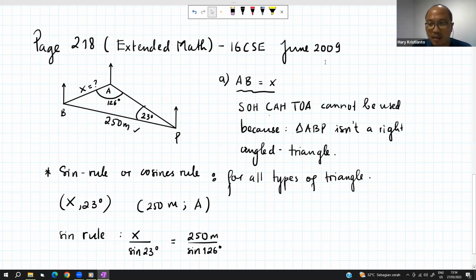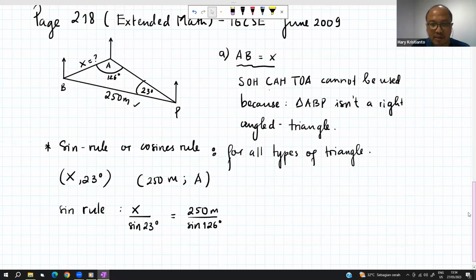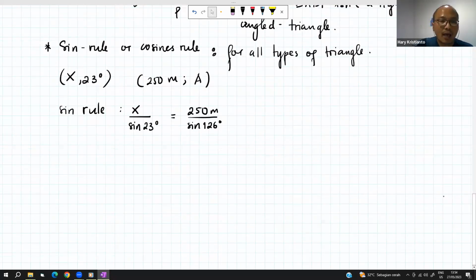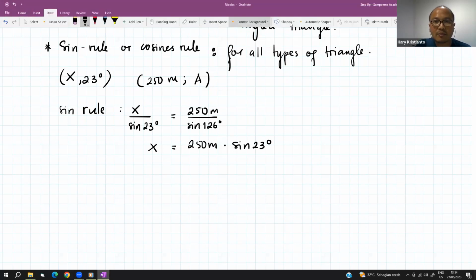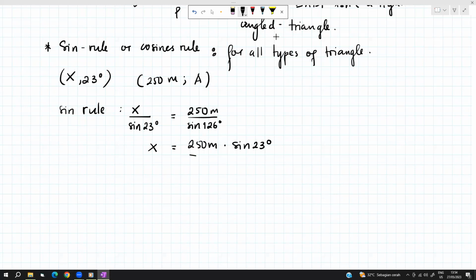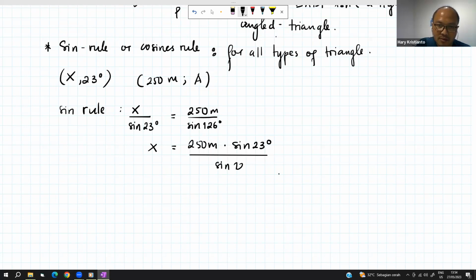Okay. Can you help me solve for x, please? Can you make x the subject of the equation? So x equals 250 meters times sine 23 degrees, divided by sine 126.